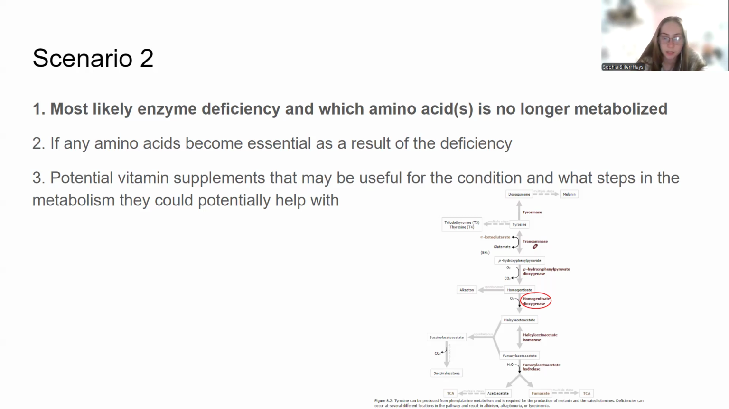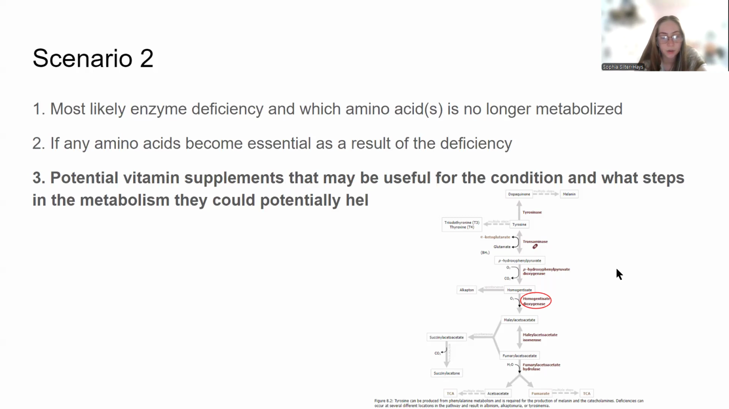This can cause heart damage, arthritis, and hyperpigmentation of certain tissues. As the step that this enzyme catalyzes is downstream of tyrosine and then phenylalanine, which is further up here, no amino acids will become essential as a result of this deficiency in this enzyme. And there are no vitamin supplements to relieve this condition.